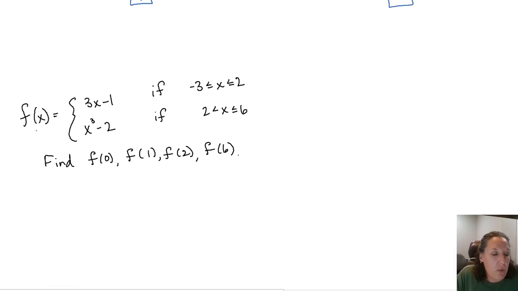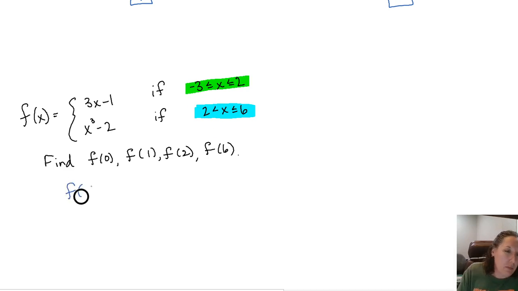All right, another example, we have f of x is 3x minus 1 if our x is in the range where -3 is less than or equal to x is less than or equal to 2. And it is equal to x cubed minus 2 if our x is in the range such that 2 is less than x is less than or equal to 6.